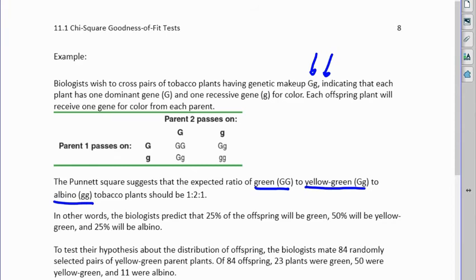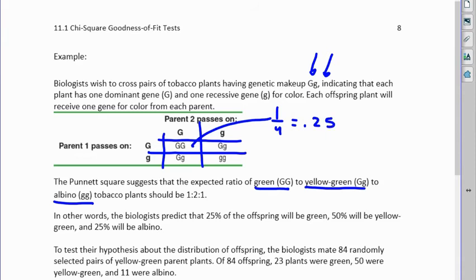So if you look at this Punnett square, we expect each of these categories to be a quarter. So each of these comes out to be 25% or 0.25. So we're expecting a 1-to-2-to-1 ratio: 25% green, 50% yellow-green, and 25% albino.